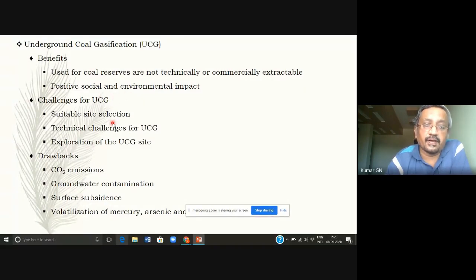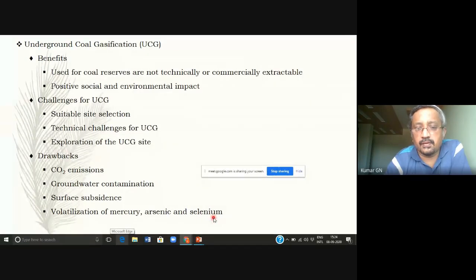Challenge: the technology. We have to see that whatever technology exists, we have to improve so that it gives the maximum output. The disadvantages you can see here. When we identify the underground coal gasification site, water and ground contamination will be there, carbon dioxide emission contamination will be there, and the quality of the earth surface will also deteriorate. So volatilization of mercury will happen, because of adding carbon dioxide or due to temperature. Again, it's a problem. Arsenic and selenium chemicals are also volatile because of the property of these chemicals.